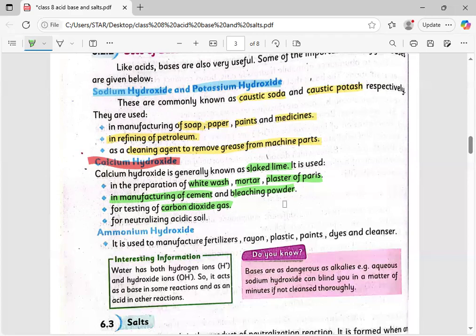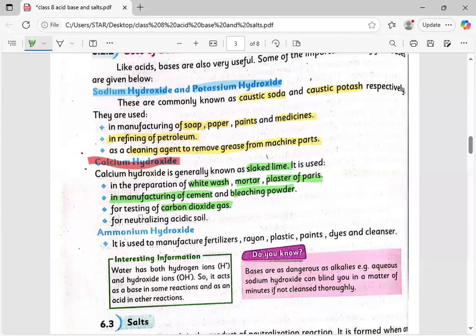Whenever you are confirming whether carbon dioxide is produced in a reaction or not, you can bring the slaked lime solution into contact with the gas, and if the slaked lime solution turns milky, it is the indication that carbon dioxide must be present.